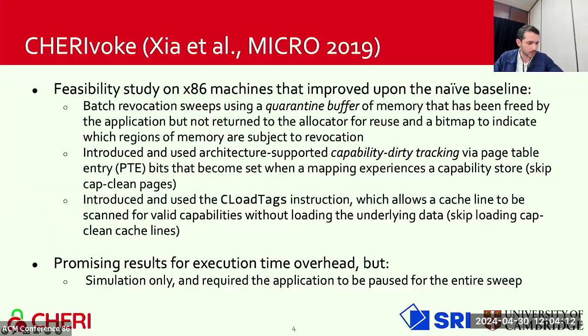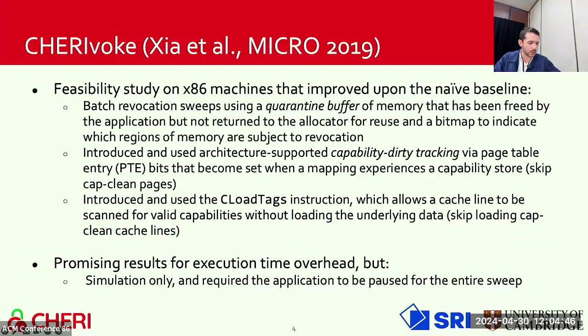So the first work I'd like to introduce is called CHERIvoke. It was presented at Micro 2019. And this was a feasibility study on x86 machines that improved upon this naive idea I mentioned before. The most obvious optimization is to do batching. So instead of sweeping all of memory on every call to free, we can have a tunable quarantine buffer of memory that's been freed by the application but has not been given back to the allocator yet. And then we have a bitmap to indicate which regions the revocation sweep should actually be looking for in terms of revoking capabilities to them.